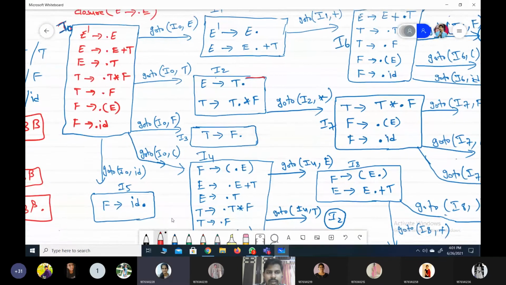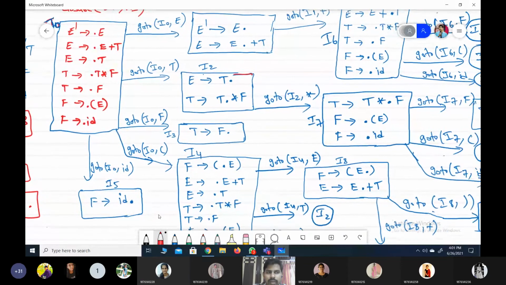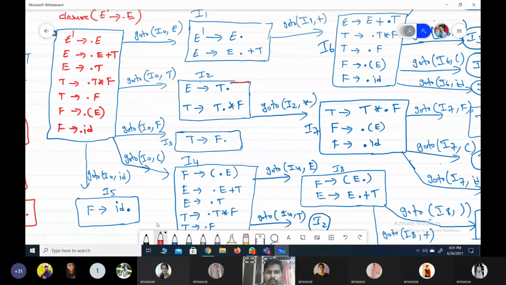On I0 state, is there any non-terminal that we have applied? If you applied, which state are we moving to? I4 and I5. Non-terminals, I'm not talking about the terminals. I'm asking about non-terminals. I1, I2, I3. On I0, if E is applied, I1. On I0, T is applied, I2. On I0, F is applied, I3. Is it okay?